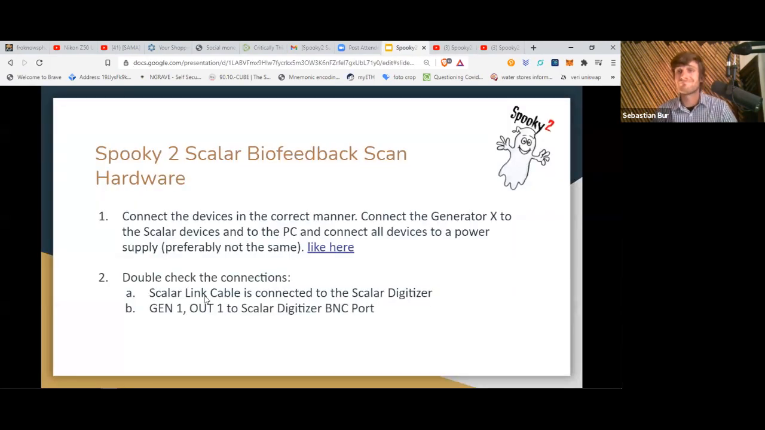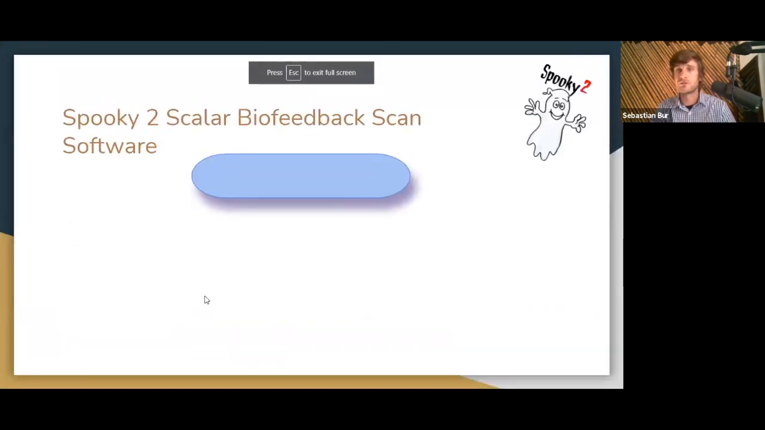So just again, double check the connections are correct. Make sure that obviously the scalar link cable is connected to the scalar digitizer and to both the devices, and then make sure that generator 1 out 1 is connected to the scalar digitizer port, that little thingy, and generator 2 out 1 is connected to the BNC port. Might sound like Chinese, I don't know, but this is how you do it. And just do it 2-3 times and you will get there.